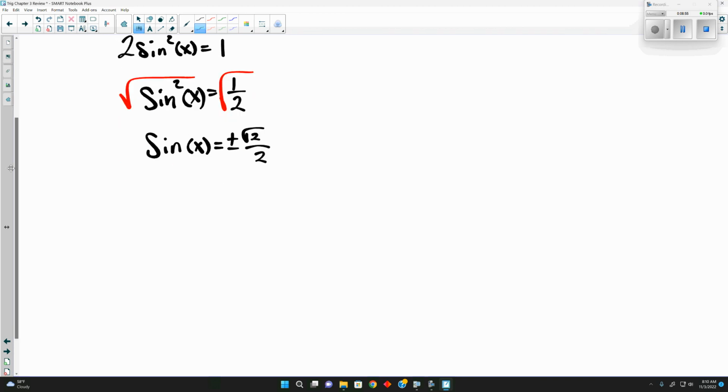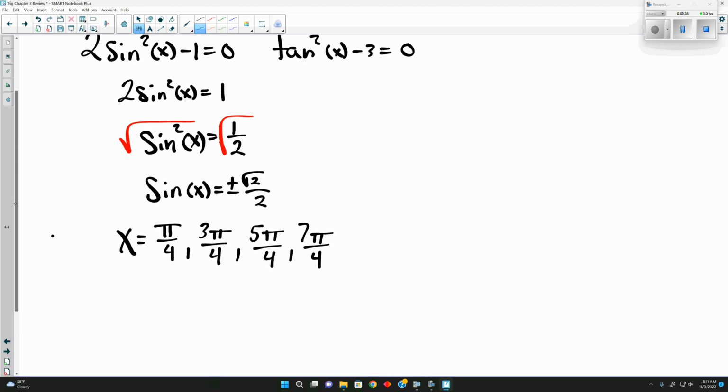Now, we can go on and finish this one off here. Sine of x equals plus or minus the square root of 2 over 2 is actually kind of nice. Because, again, we can find that on the unit circle. And because it's the positive and negative case, and we're only looking at the values between 0 and 2 pi, well, it's going to be pi over 4, 3 pi over 4, 5 pi over 4, and 7 pi over 4. Because we have all the cases where sine is square root 2 over 2. Okay, so we have those answers here.